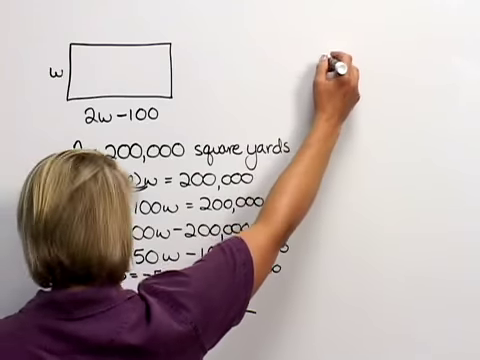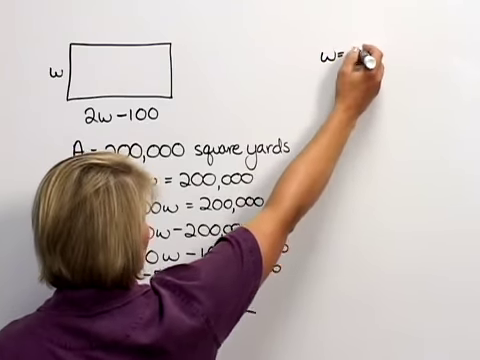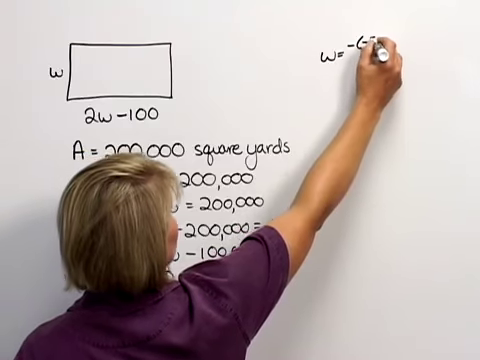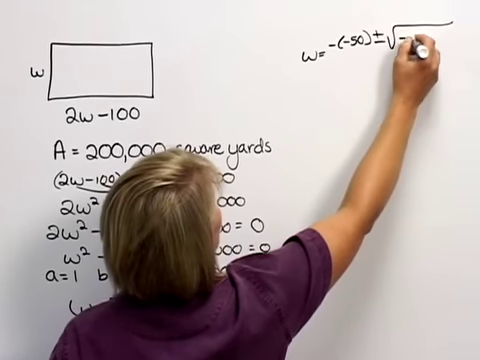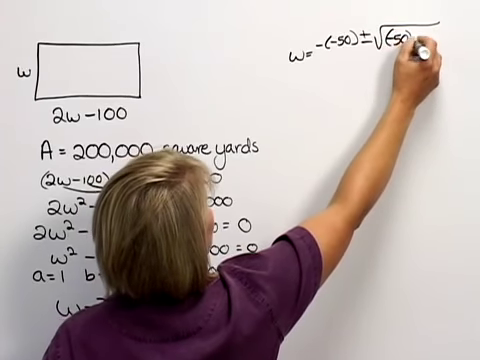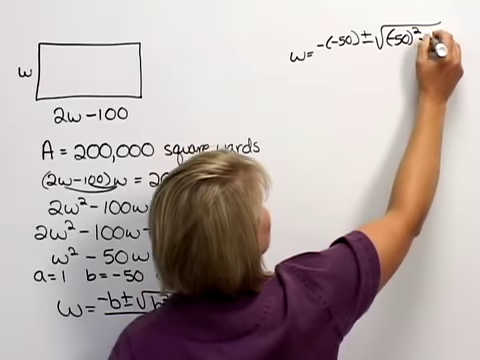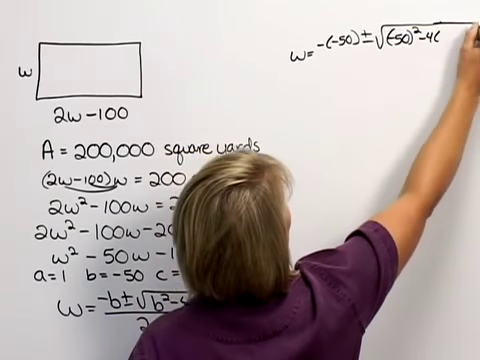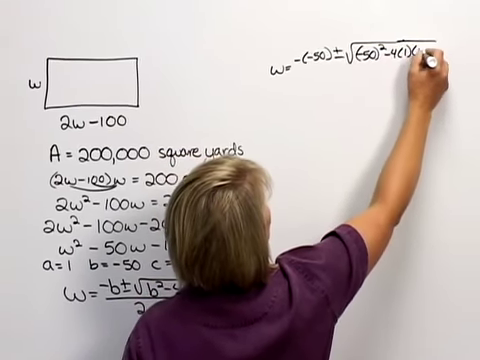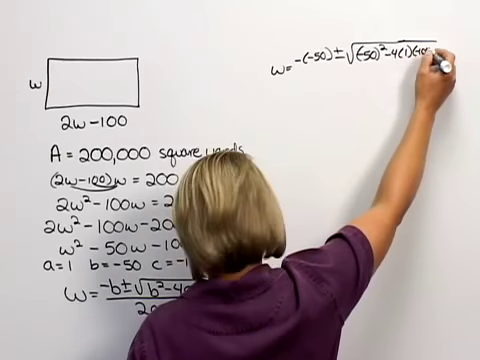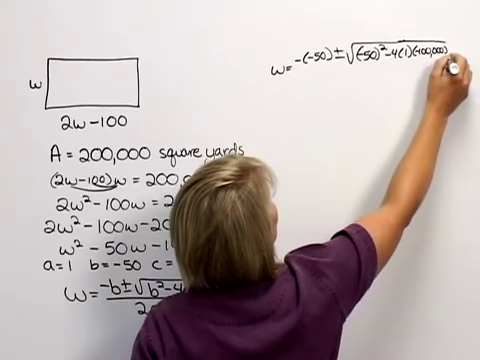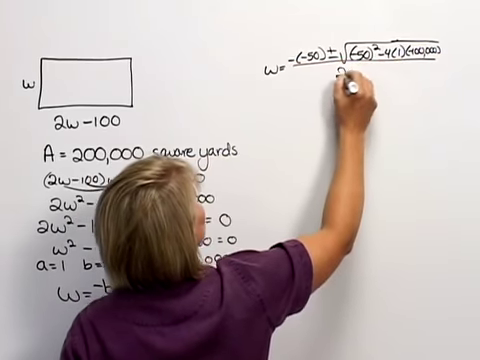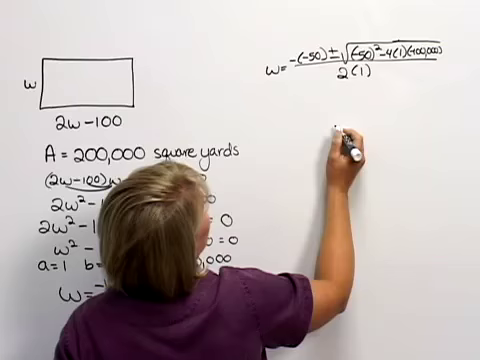So we're going to have W equals the opposite of our B, which is negative 50, plus or minus the square root of negative 50 squared minus 4 times our A, which is 1, times our C, which is negative 100,000. That's all over 2 times our A, which is 1.